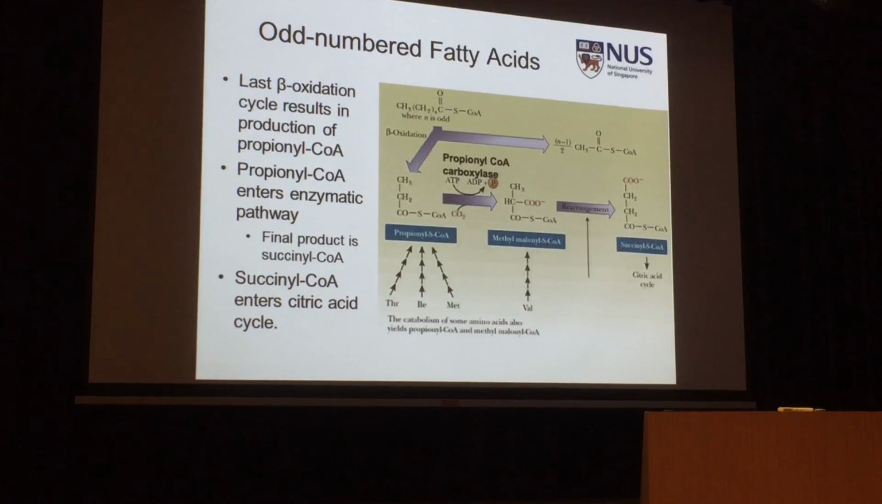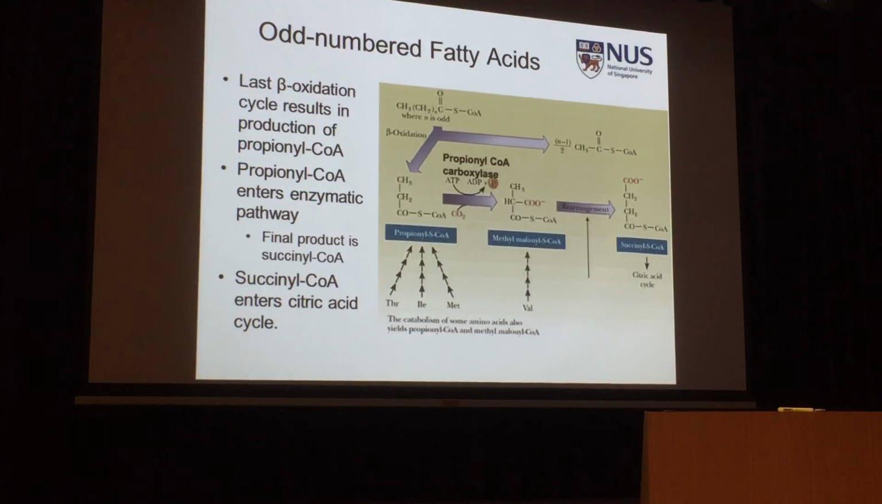Right, so far we have only talked about even numbers, right? We talked about palmitic is C16, stearic is C18. You divide all these numbers, you get nicely divided by 2. 16 divided by 2, 18 divided by 2, 20 divided by 2. So what if you have a 19 carbon fatty acid, what happens?